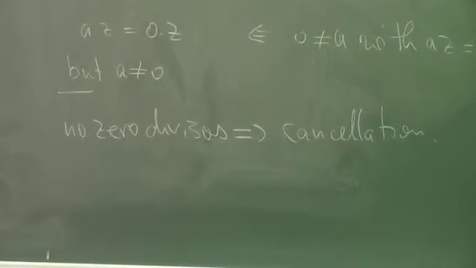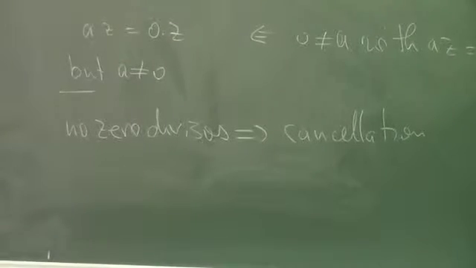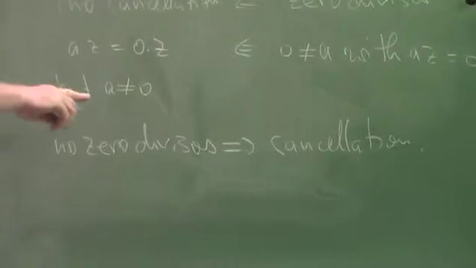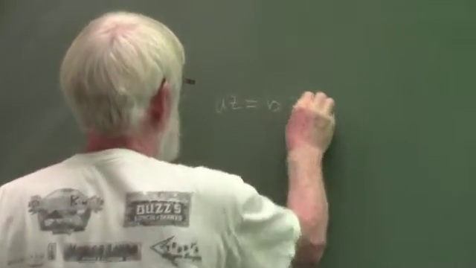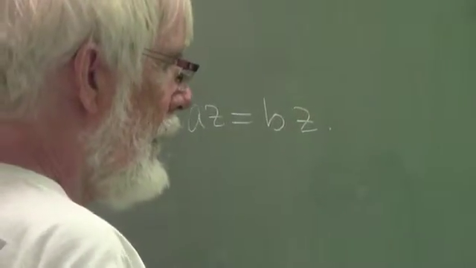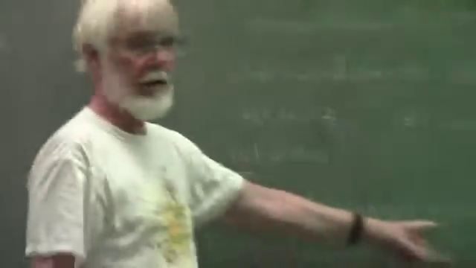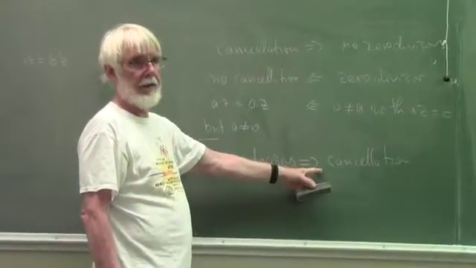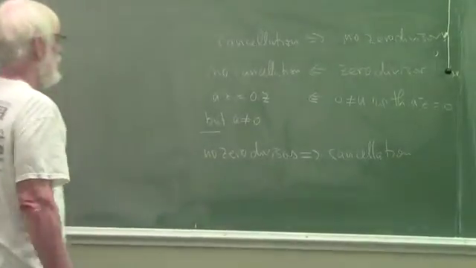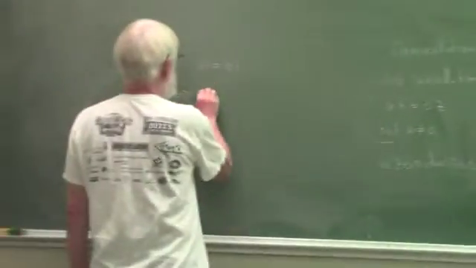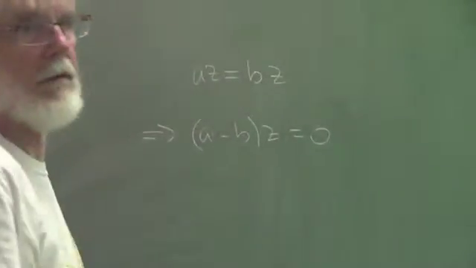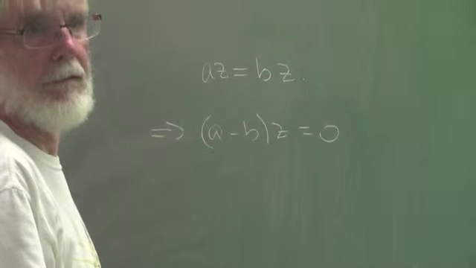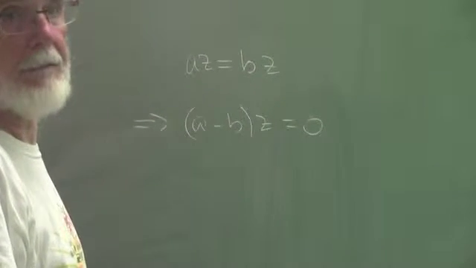So you would say that for cancellation we have AZ equal to BZ, and we would like to show that A is equal to B. This implies that A minus B times C equals 0, which requires a few algebraic steps.